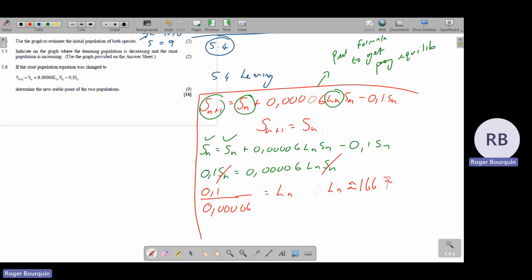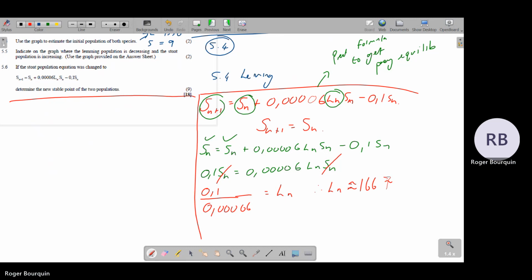Doesn't matter. You're not going to get half a decimal of 11, so these are always just approximations. There's no way they're going to be exactly 1,667. So that's the equilibrium point of the lemmings. Now we need the equilibrium point of the stoats.